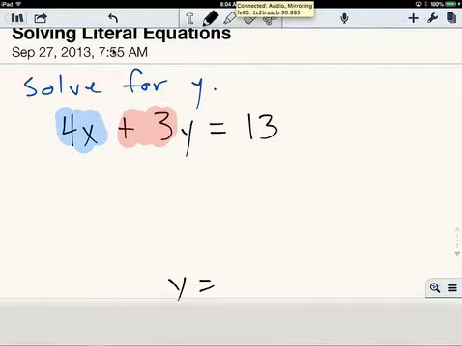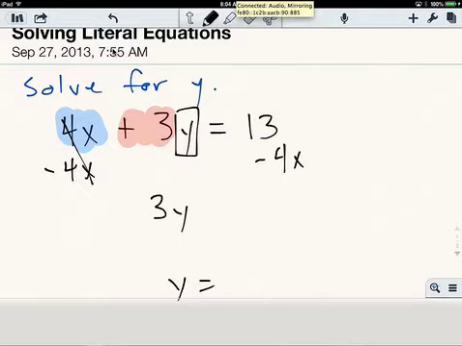Just like before, if we're trying to solve for y, y needs to stay put, and we need to move everything else around. I'm going to start by moving the stuff that's furthest from the y, and right now that stuff is 4x. So I'm going to take away 4x from both sides, because if I subtract 4x from 4x, it gets rid of it there. I'm left with 3y on the left, and I get something like 13 minus 4x over here.